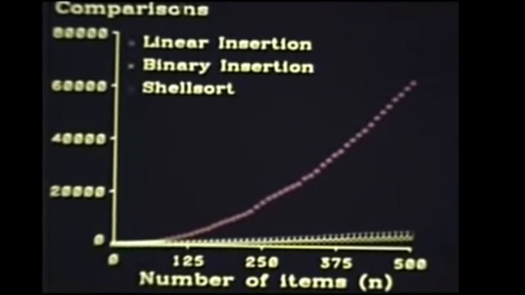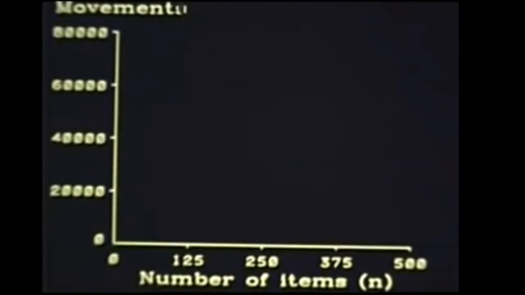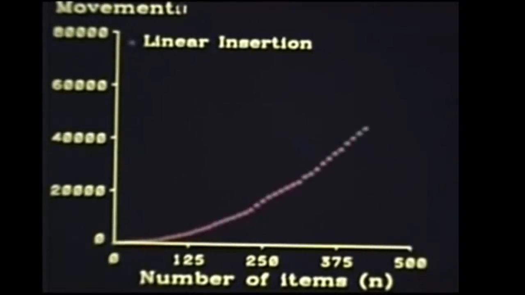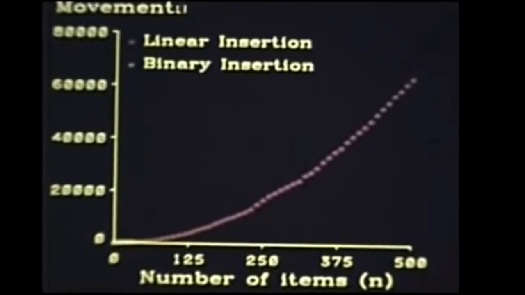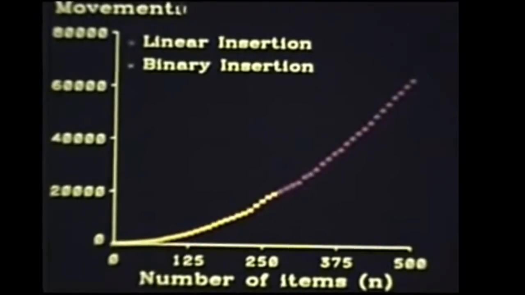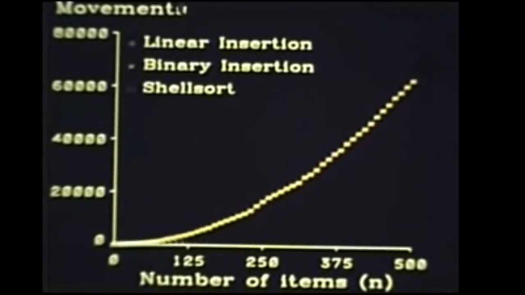How about the number of times items are moved to get them into their correct positions? In linear insertion, the number of movements grows as n squared. Binary insertion makes the identical movements. The shell sort, however, yields a significant improvement.